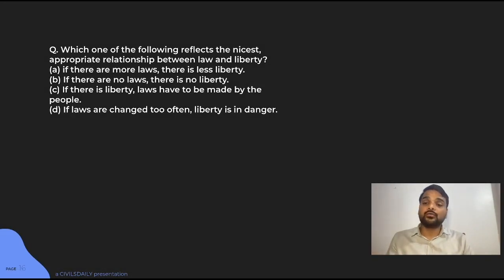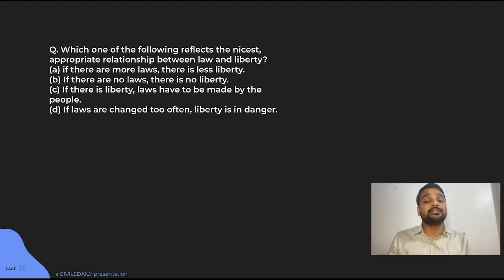Now the question is about what is the most appropriate relation between law and liberty. Liberty has to be there, but there have to be restrictions also. Indian Article 19(1) gives the freedom of speech and expression, but 19(2) puts restrictions on certain grounds. So law has to be there to protect liberty. You people have certain liberty to do certain things, but if there are no laws, people will start quarreling with each other. Every time someone says something, it will be hurtful to someone, and there will ultimately be no liberty. So if there are no laws, there is no liberty. That would be true, but why are the others wrong? Suppose if there are more laws, there is less liberty.